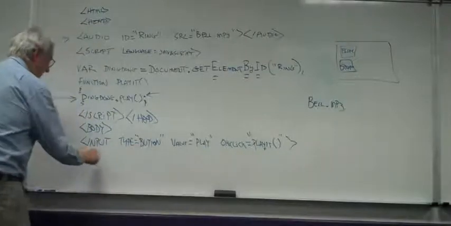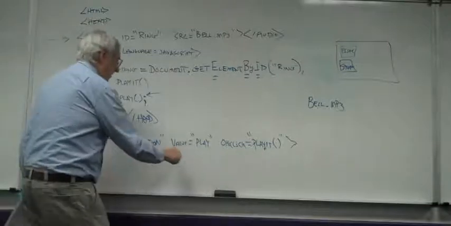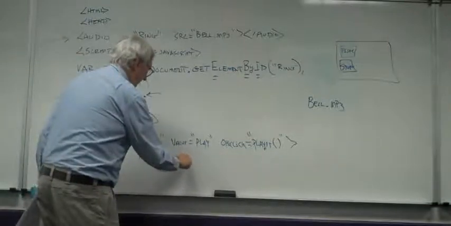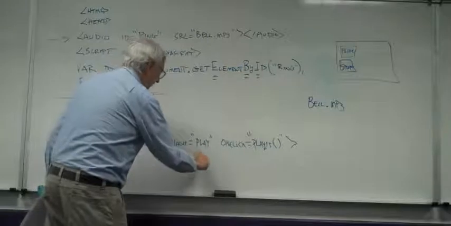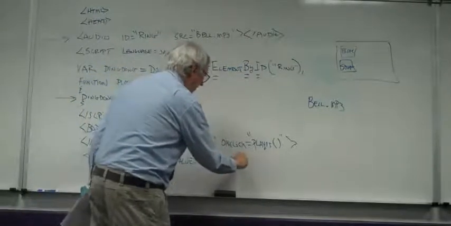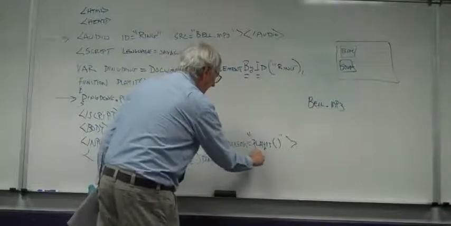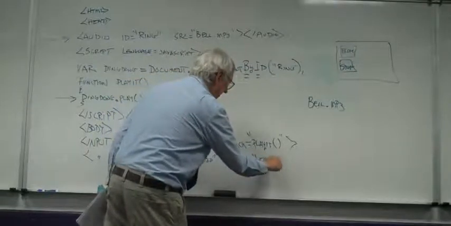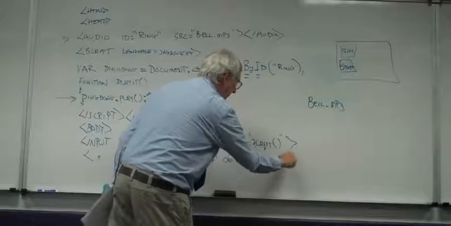So you have the same thing here. This is the same. This one's value would be stop. And then on click, you would have stop it. We'll call it stop. Just give me that name. Stop it, please, in quotes there.